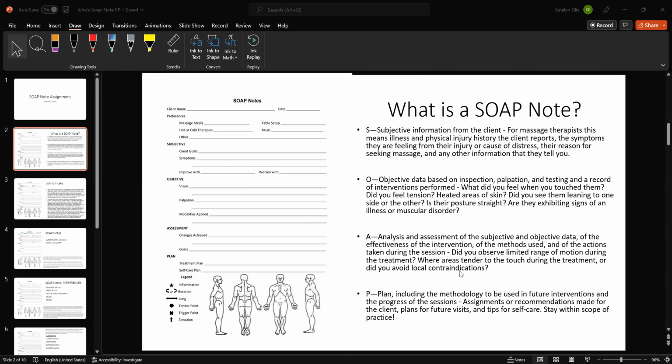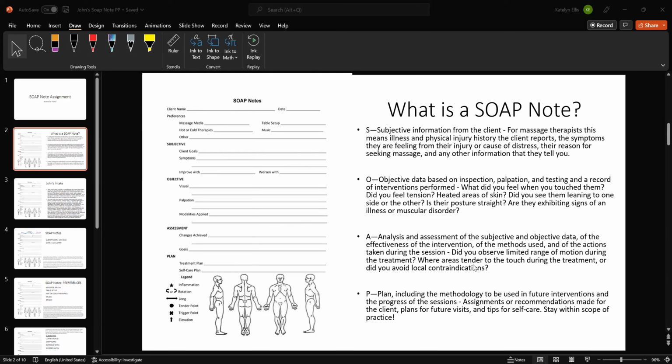So just briefly, what is a SOAP note? A SOAP note is a goal-focused or treatment-focused therapeutic written record of what you have done with your client during the manual therapy session.